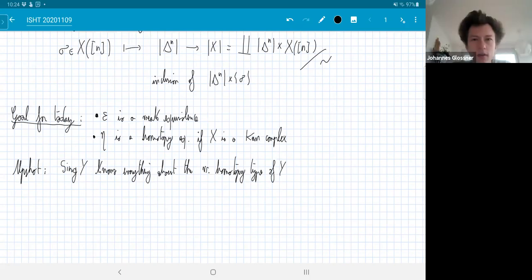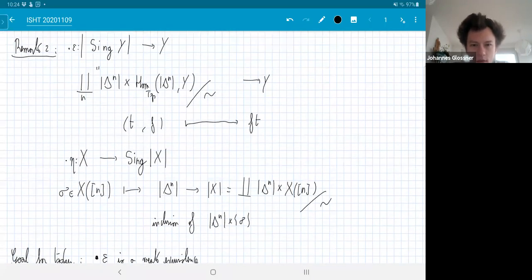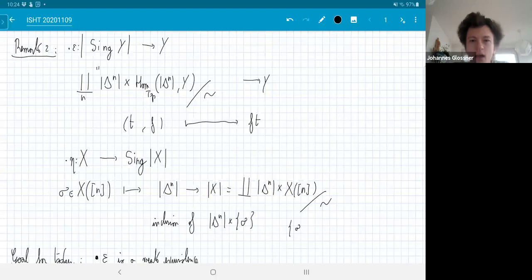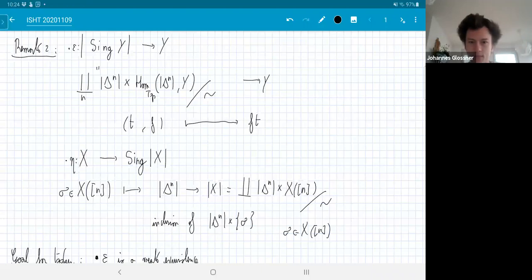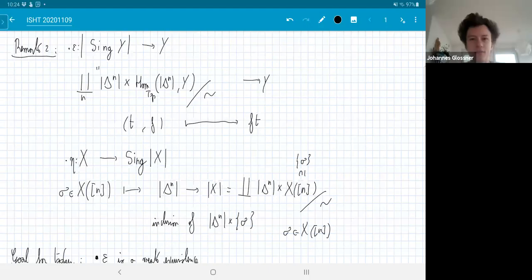Excuse me, yes. In the last line of the remark above, what is the thing in curly brackets? This? It's inclusion, yeah. This is just a singleton of sigma. So sigma is an element of this set. Right? And then I can take its singleton, a subset here. Okay, thank you.